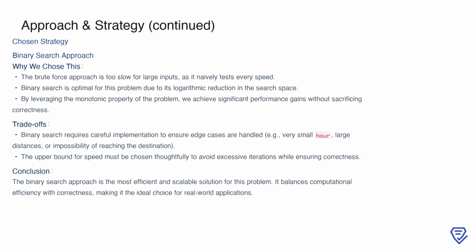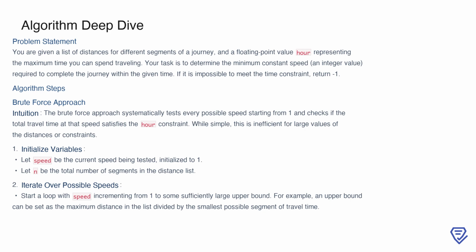The problem we're tackling here involves calculating the minimum constant speed required to complete a journey within a given time limit. The journey is divided into multiple segments, each with a specific distance, and we are provided with a floating point value, hour, which represents the maximum time allowed for the entire trip. If it's not possible to complete the journey within the given time, we return -1.